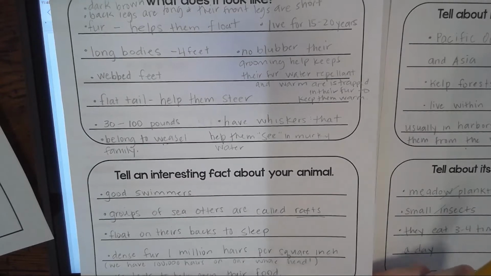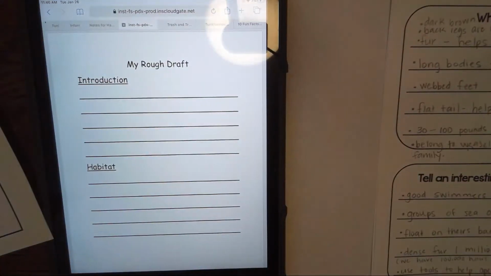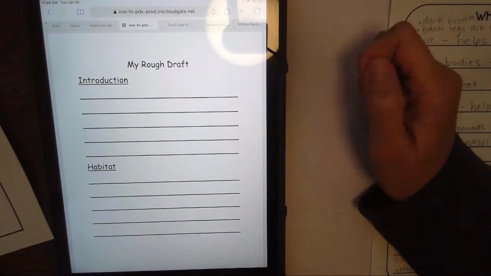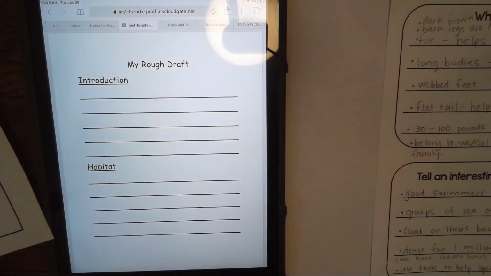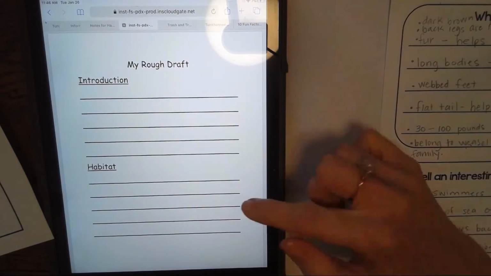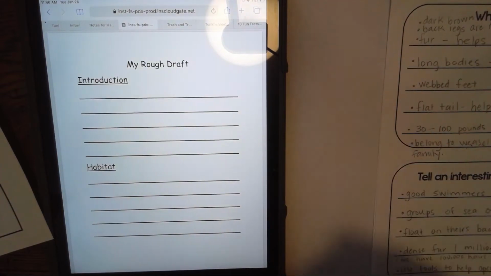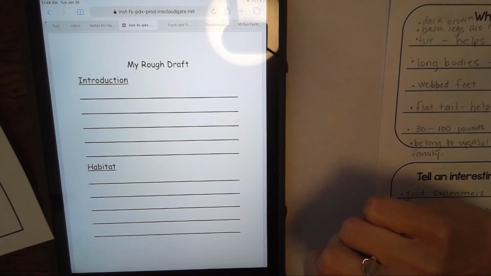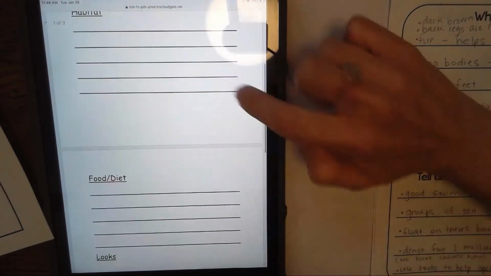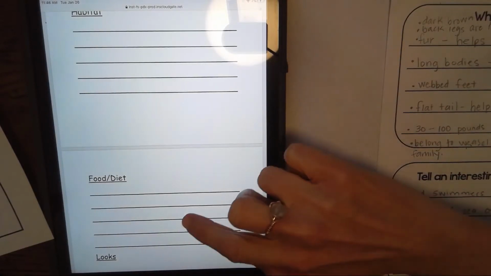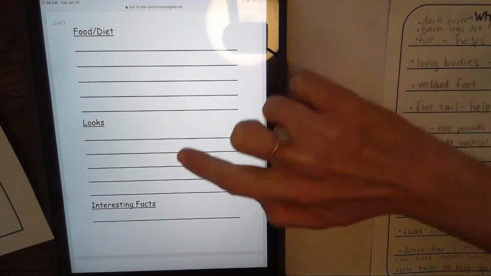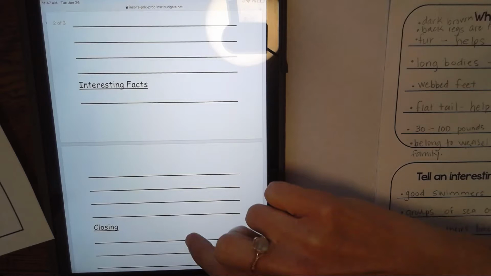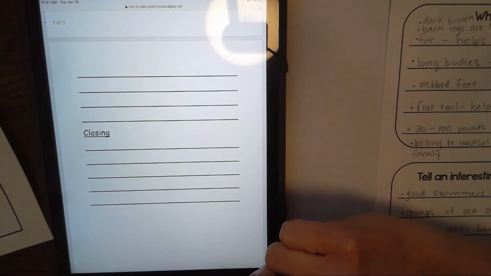is making our sentences. In our rough draft paper, we have in our Canvas, it looks like this, and you may write right on here if you want to use the tool, or you may print this out if you want to use this paper at home. It goes through each section, so each of our categories. We start with an introduction, which tells our reader what our topic is about. And then we'll talk about habitat. We'll talk about its food or diet. Then we'll talk about what they look like. And we'll add our interesting facts. And we'll write a closing, which ties it all together.